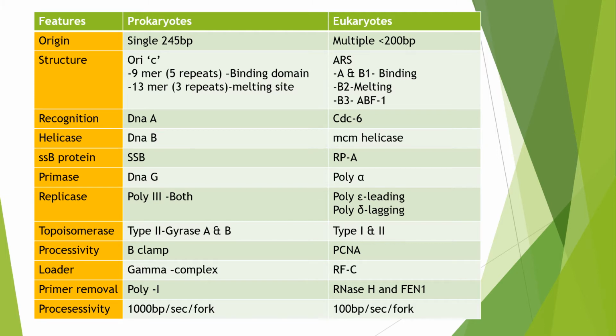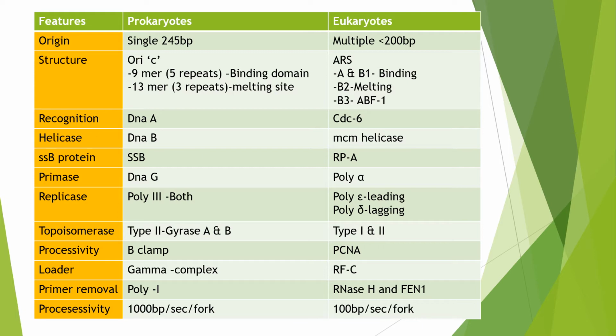Once we have separated the strands, our next step is synthesis of the primer, which is carried out by the enzyme primase. Primase in prokaryotes is DnaG, whereas in eukaryotes that function is done by polymerase alpha itself. Once we synthesize the primer, it will provide the free 3'-OH group. Our next step is elongating the primer.